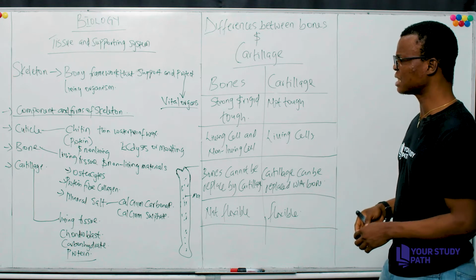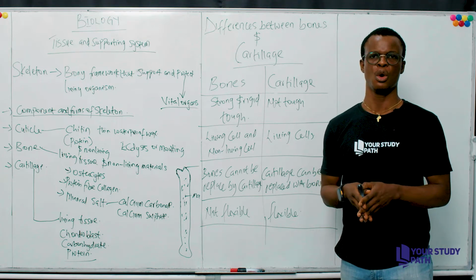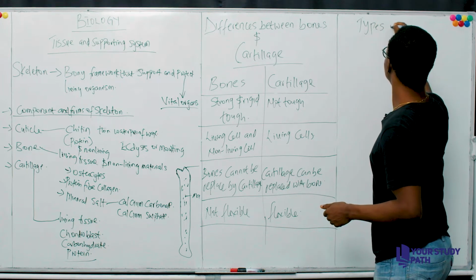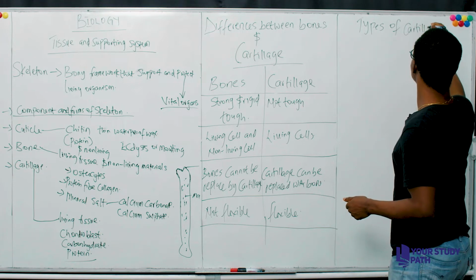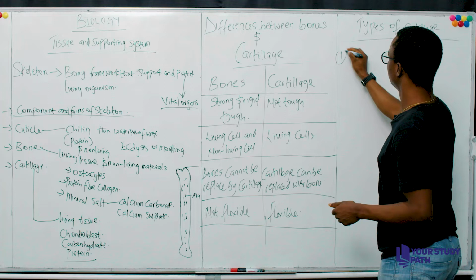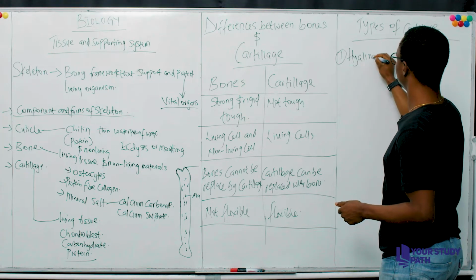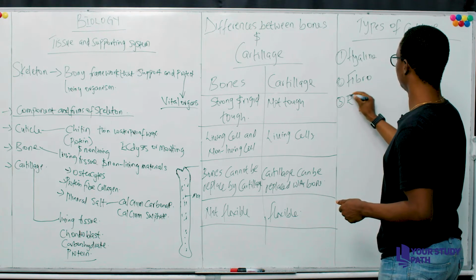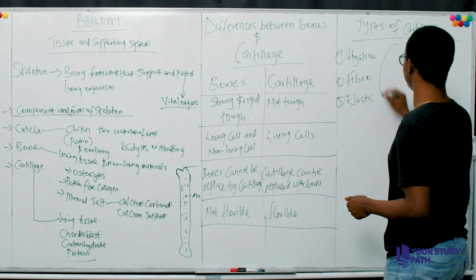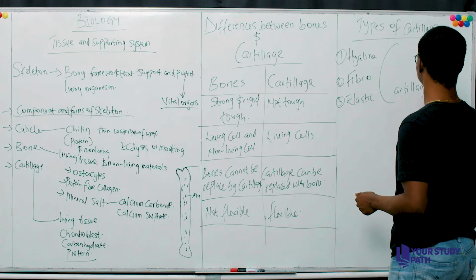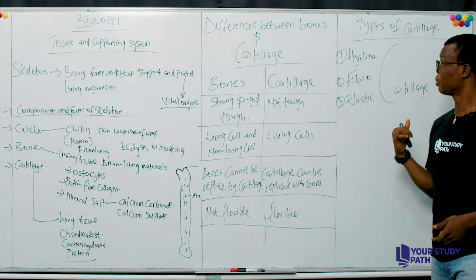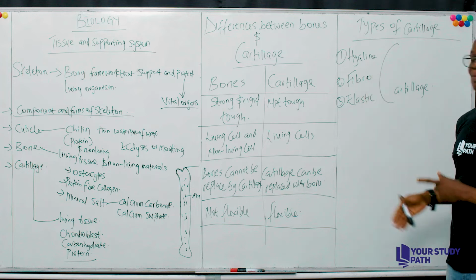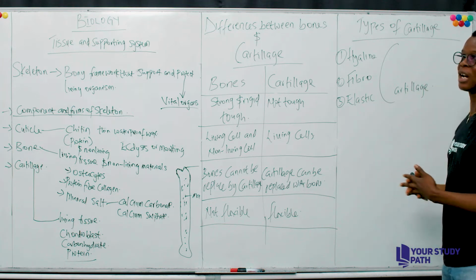So before we proceed, cartilage is also divided into three. We have three types of cartilage. One, we have hyaline. Two, we have the fibro. And three, we have the elastic cartilage. So we have hyaline, the fibro, and the elastic cartilage. Okay. So these are the three types of cartilage that we have.